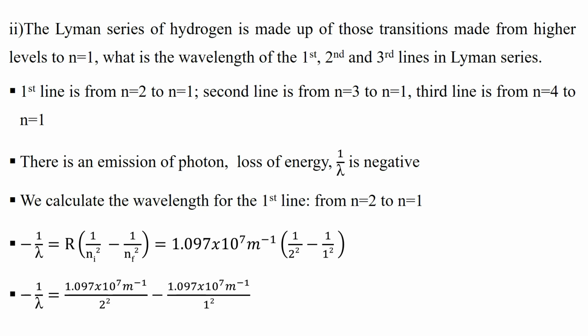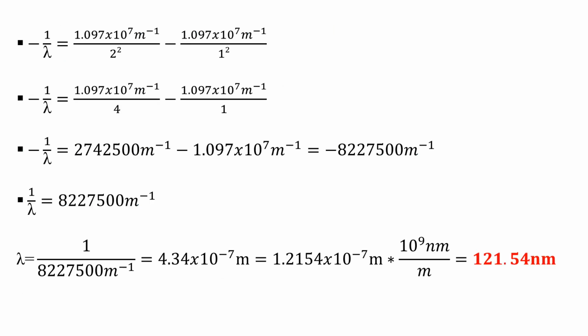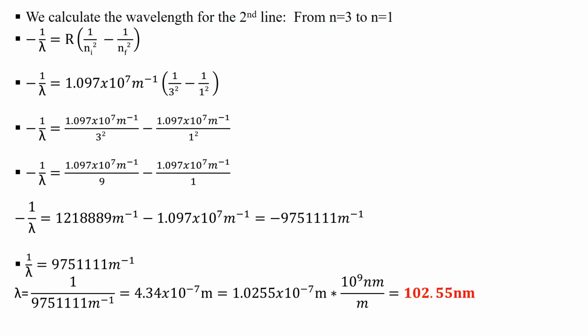After calculating, for example for the first line, the transition coming from n equal to 2 to n equal to 1, you need to replace Ni, which is equal to 2, and Nf is equal to 1. Then rearranging the terms, we get the answer for the wavelength, which is equal to 121.54 nanometer. If you go to the second transition, which is coming from n equal to 3 to n equal to 1, we need to replace in the formula Ni equal to 3 and n final equal to 1.